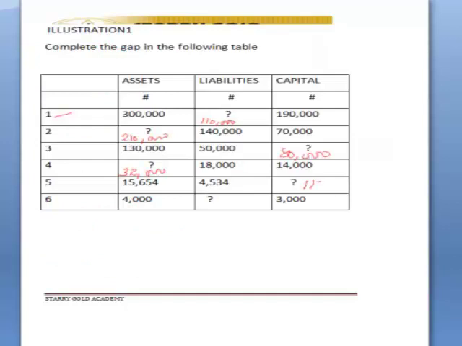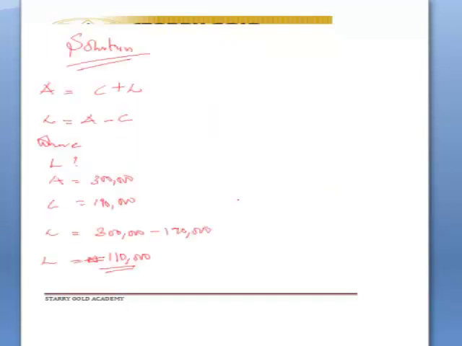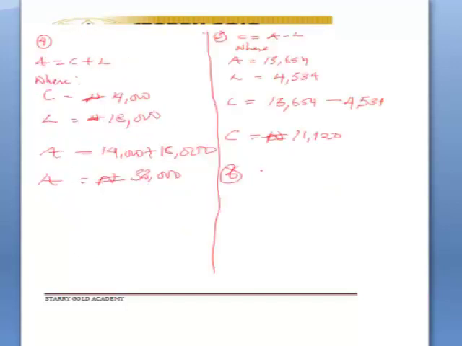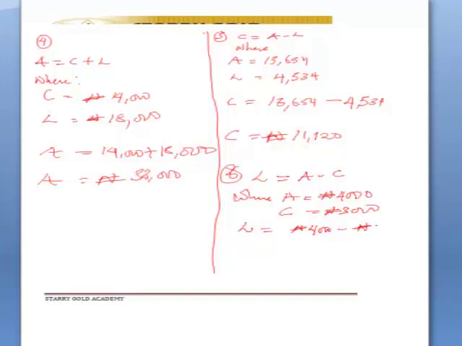Question 6, we will be looking for liability, where A is 4,000 and the capital is 3,000. So liability here is just 1,000. But let's go and work it out. Question 6. Liability is what we're looking for. So liability equals asset minus what? Capital, where asset equals 4,000 and capital equals 3,000. So L equals 4,000 minus 3,000. Therefore L equals 1,000 naira.